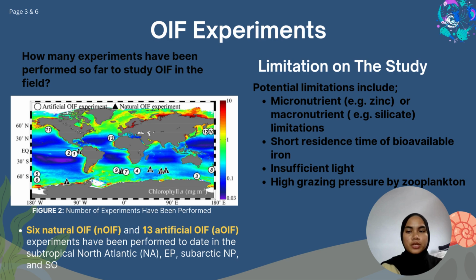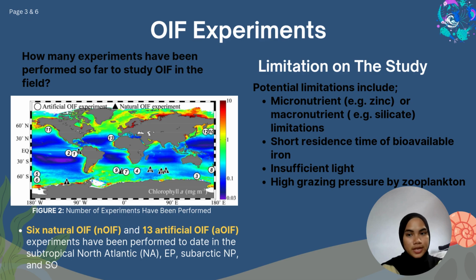But here's the twist. Only a few OIF experiments showed significant carbon export below the winter mixed layer. That's where carbon needs to go for true, lasting sequestration. Most of them showed increased plankton growth, but only one, the EIFEX experiment in the Southern Ocean, recorded significant deep carbon export. So the results are promising but not yet consistent.